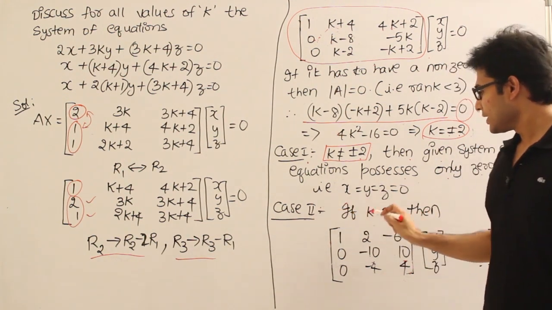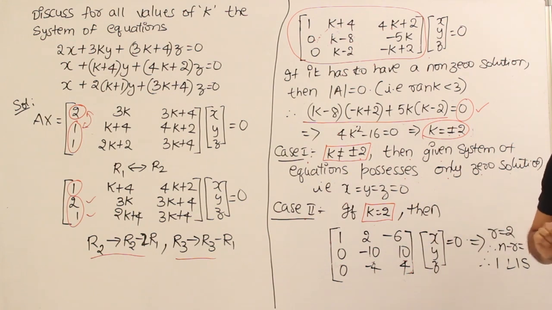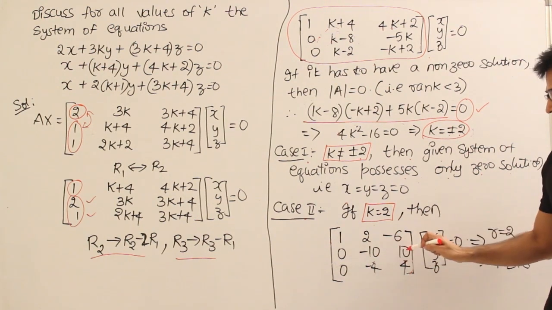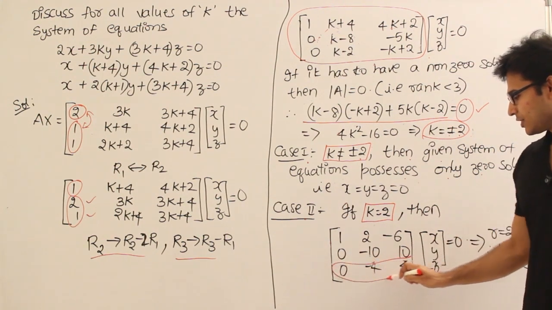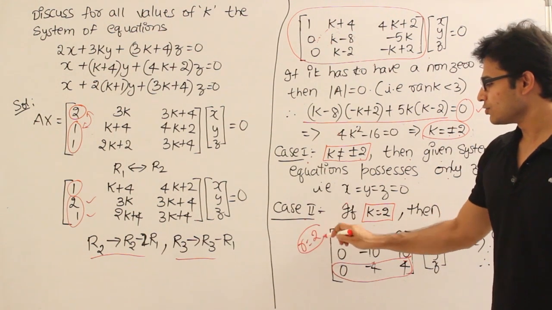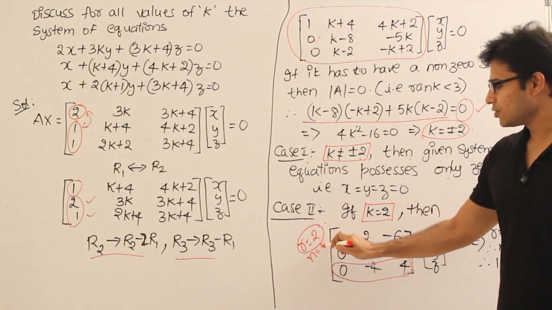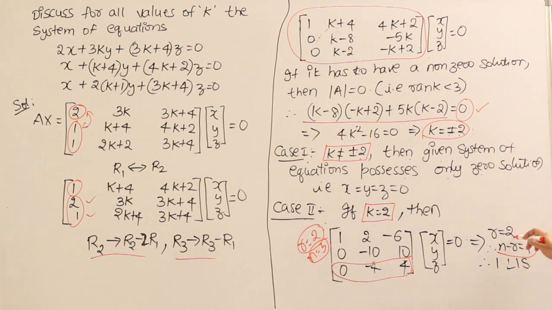And case 2 is when k equals 2. When k equals 2, we got this. What can we say about it? You can clearly see that if I divide this one by 10 and this one by 4 and subtract, this can be made 0. Therefore the number of non-zero rows will be 2, so the rank will be 2. The number of unknowns n equals 3 and rank r equals 2. Therefore the number of linearly independent solutions will be n minus r, which is 1, which means one linearly independent solution is possible.